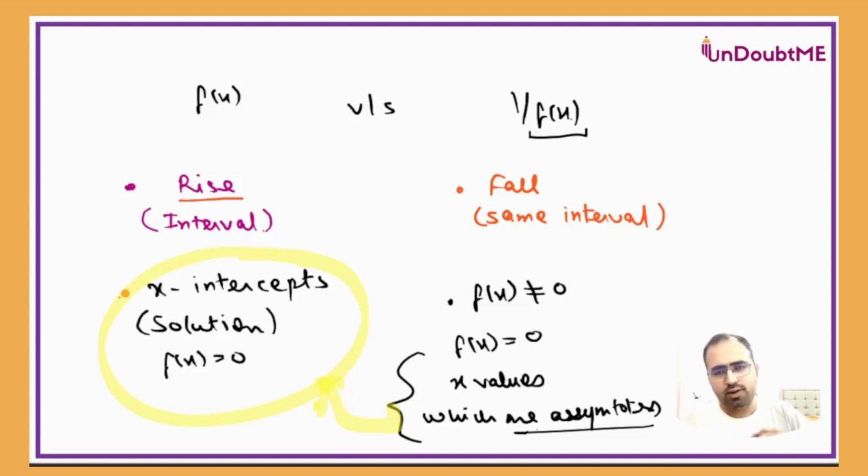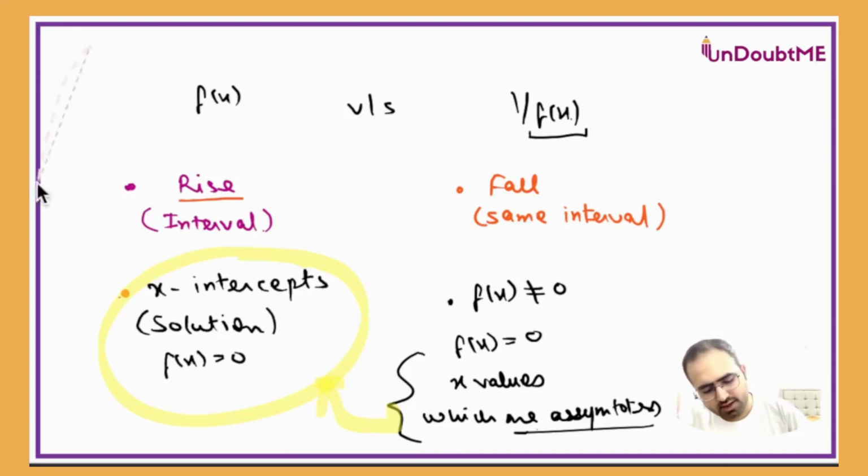Falling, rising, it would be considered vice versa for the other one. Say again. So if in 1 over f(x) the asymptotes are there, the x-intercepts of f(x) would be those asymptotes. Yes. Then if we need to find f(x) and they give 1 over f(x), all the asymptotes will be the x-intercepts. Correct. Okay, I get it.